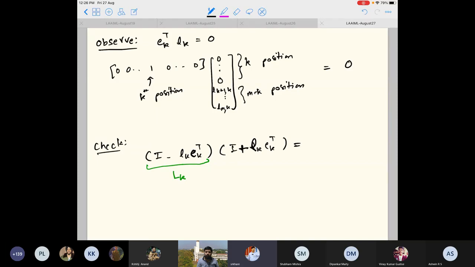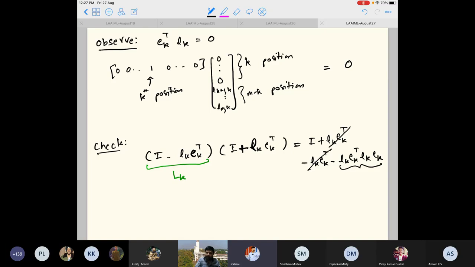So you have I, then you have I multiplying here, which is plus LK EK transpose. Then you will have minus LK EK transpose minus LK EK transpose LK EK. Is that correct? That is how I'll multiply two brackets out. This guy cancels with this guy, and now I have this particular product, LK EK transpose LK EK.